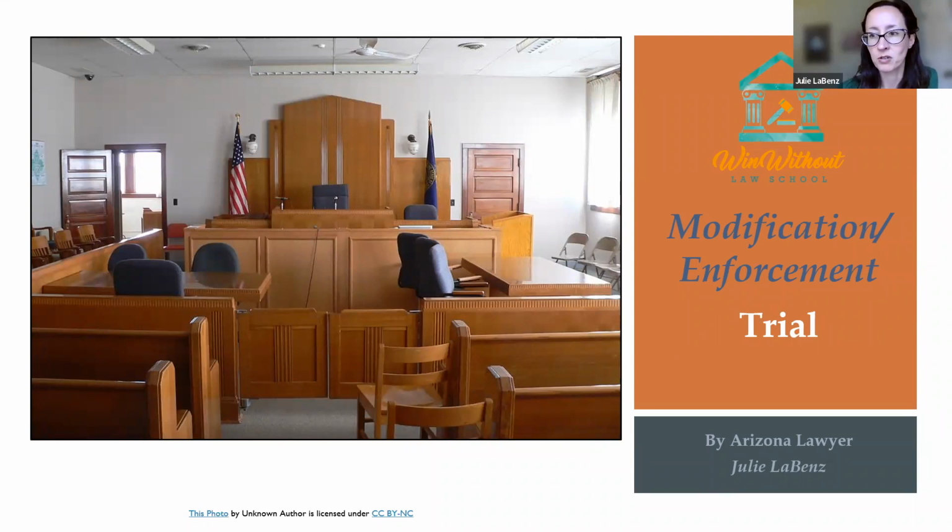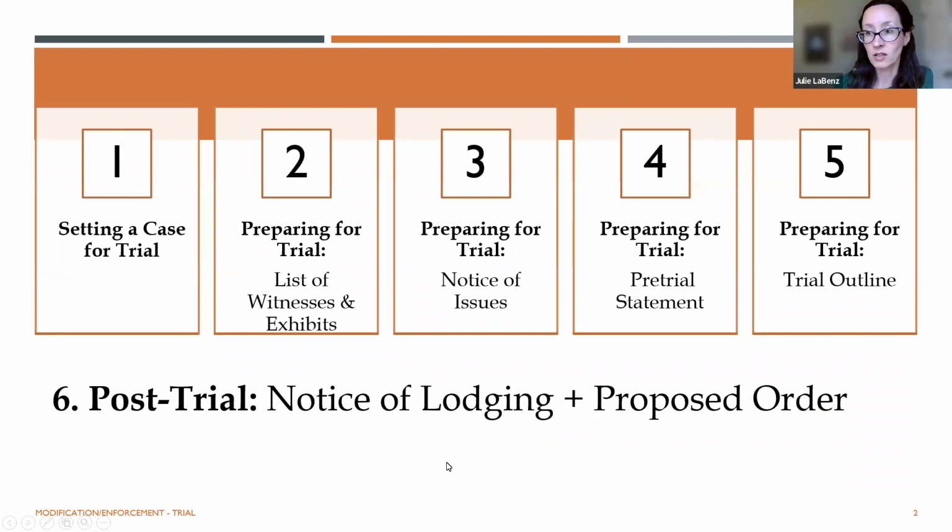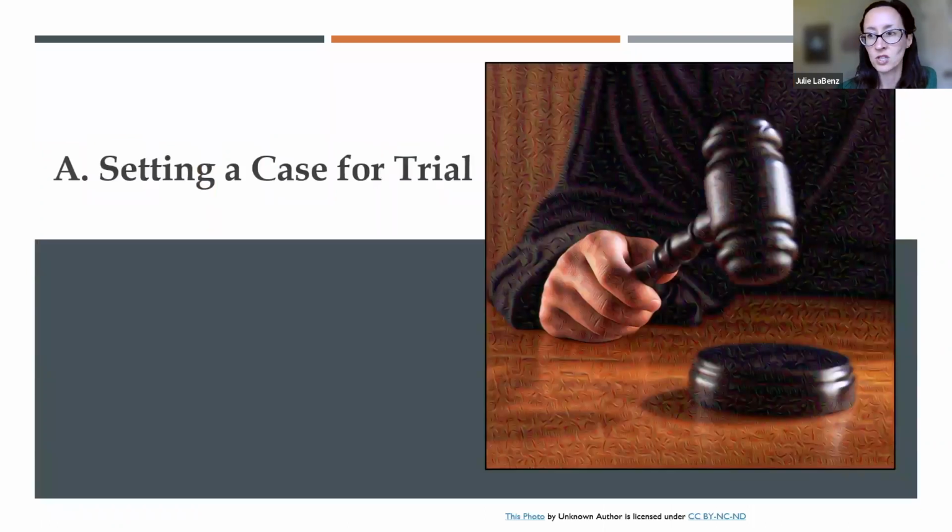Today we're going to talk about how to prepare for trial if you have a post-decree or post-order modification or enforcement case. We're going to talk about how to get your case set for trial if the judge doesn't set it and you need a trial set. We'll talk about your list of witnesses and exhibits, the notice of issues, the pretrial statement, and the trial outline, which is optional. You don't have to do it, but I do recommend it. And then what to do if the judge orders you after the trial to lodge a proposed order with the judge's findings and orders. So let's start with how do you set a case for trial?